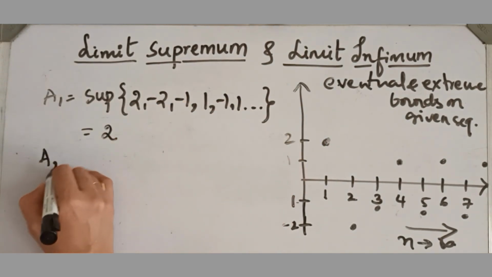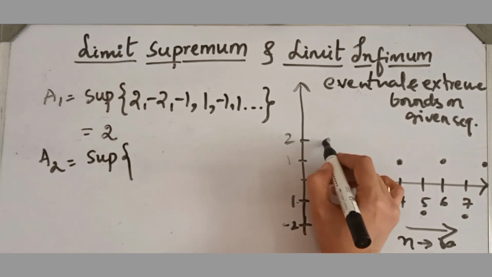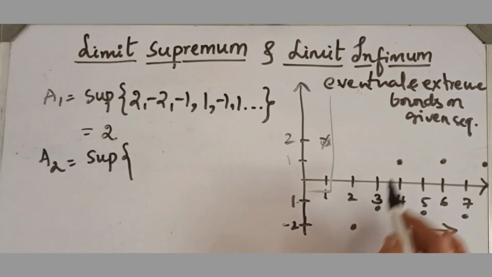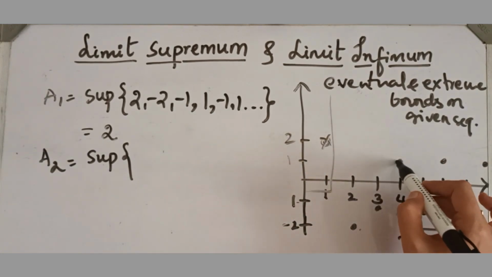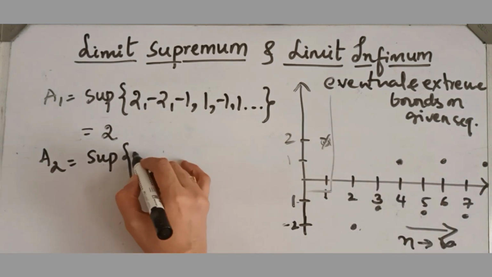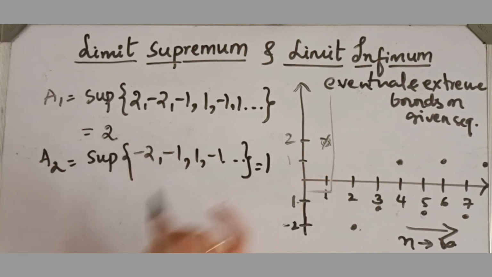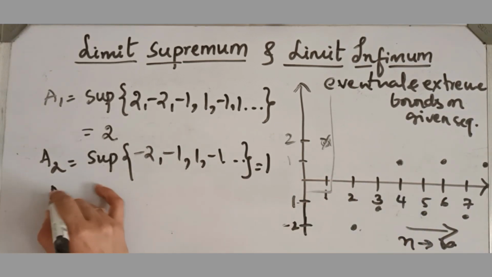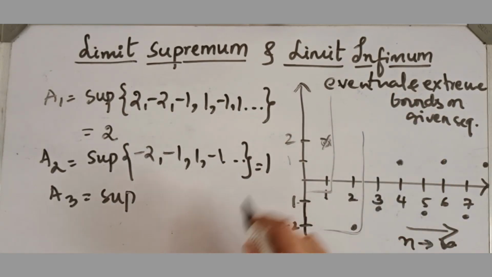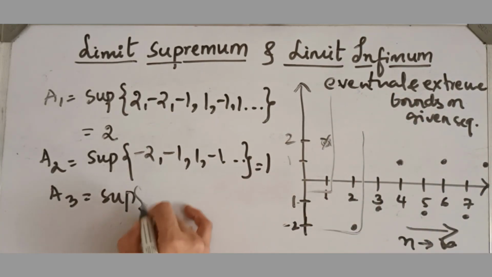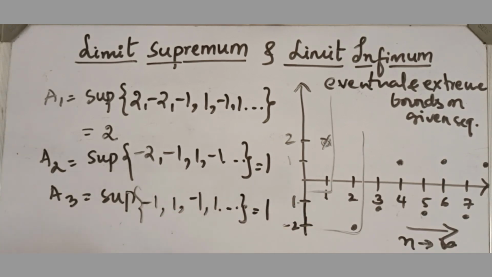Then a2 equals the supremum after leaving the first term. So when you leave the first term, you have minus 2, minus 1, 1, minus 1, and so on. Here, which is the largest value? 1 is the largest value. So a3 equals the supremum after leaving the first term and the second term. Now you get minus 1, 1, minus 1, 1 and so on. So 1 is the largest value.